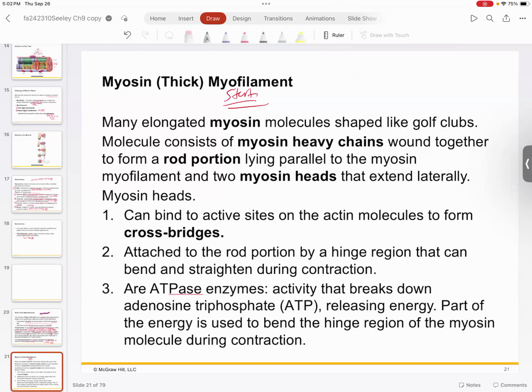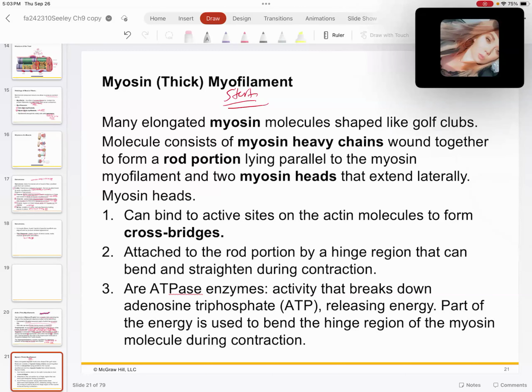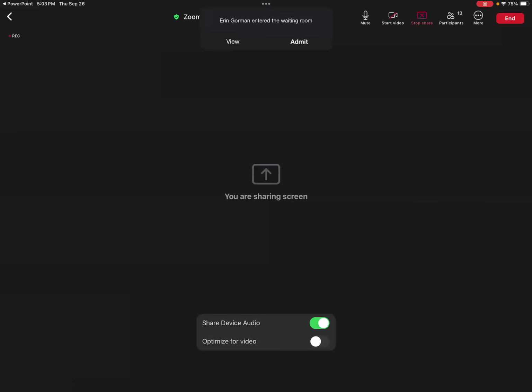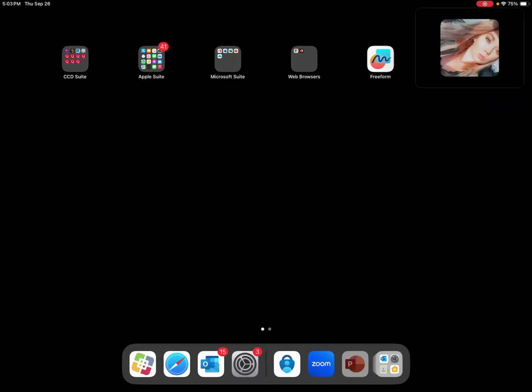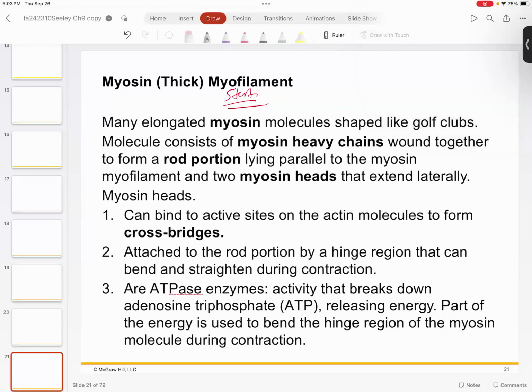So we're talking about the protein filaments of the sarcomere, which is like the contractile component. A little bit about the actin subunits, the proteins that are involved in the actin chain.